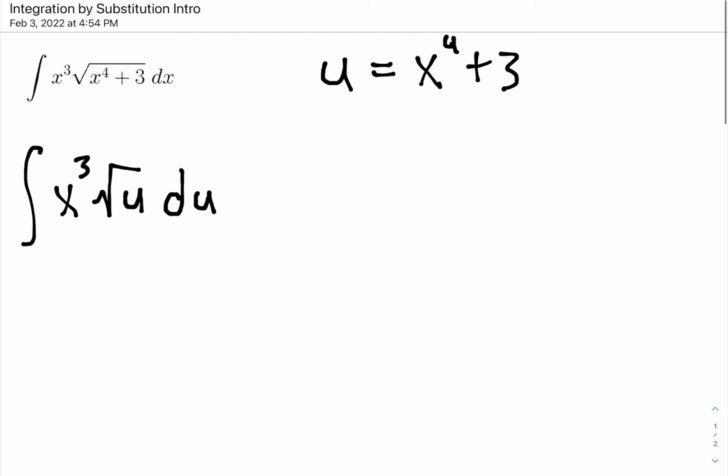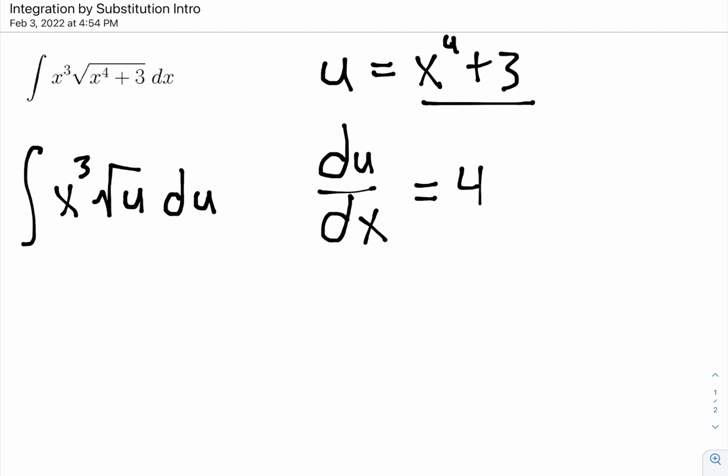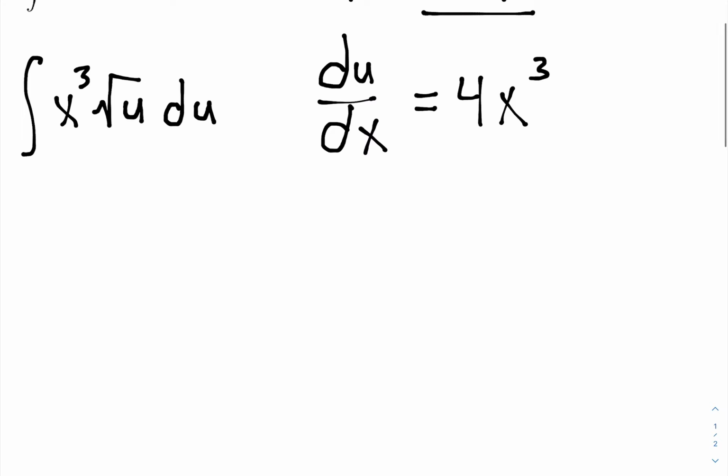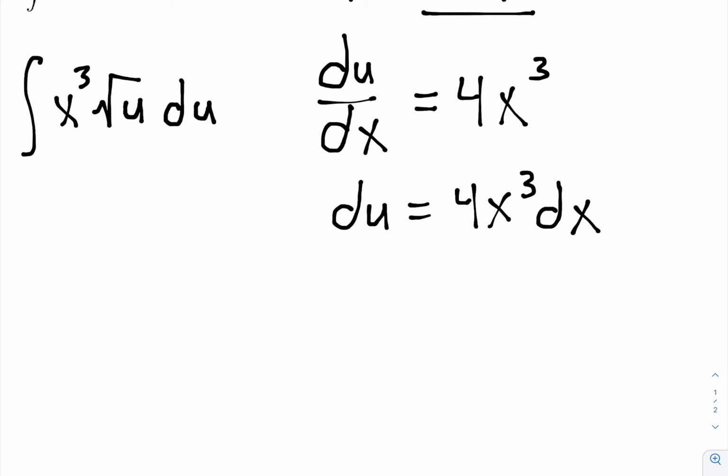Because we want all the variables to stay the same, right? So to find du, let's take the derivative of u. So du by dx, what's the derivative of u with respect to x at any given point? All we do is we differentiate this guy right here. So this is going to be 4x cubed, right? Now if we solve for du, we just multiply both sides by dx. So du equals 4x cubed dx. So remember before this was a dx. If we want to change it to du, we can't just put du here because du is not just equal to dx, it's 4x cubed dx.